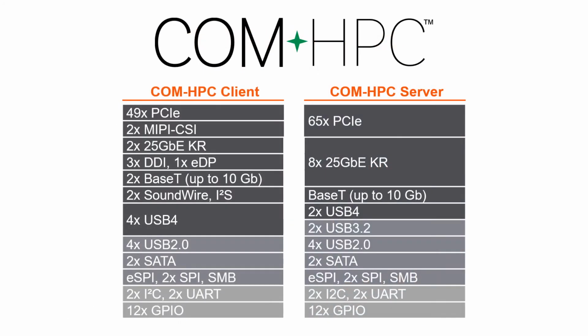Quick overview about client and server types shows that the server has much more Ethernet and some more PCI Express lines, while the COM-HPC client has SoundWire and 4 display interfaces. A lot of interfaces, smaller interfaces, are in common, and both standards support also USB 4. But the client has even up to 4 times USB 4 possibilities.